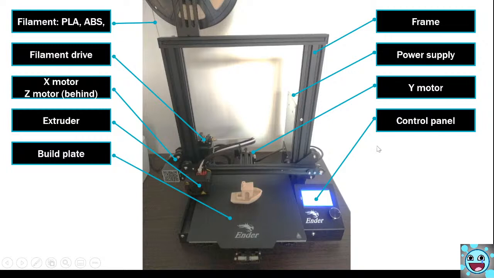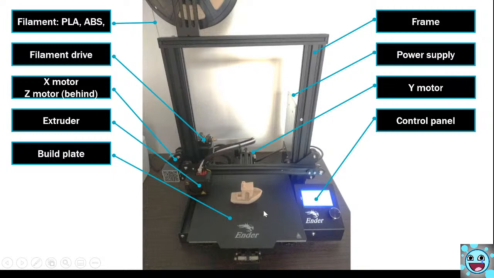But first of all, FDM refers to fused deposition modeling. So you deposit something layer by layer, in a layer by layer manner, I mean, from 0 to something.